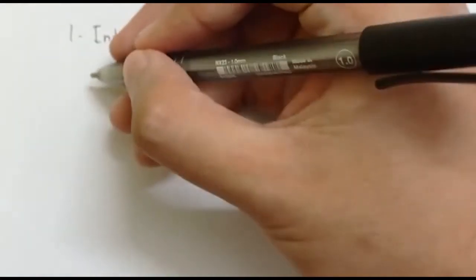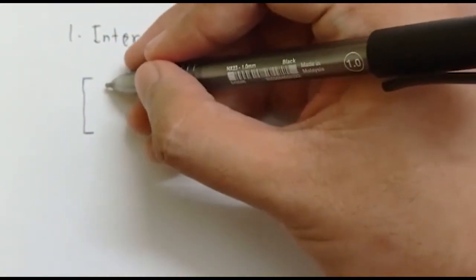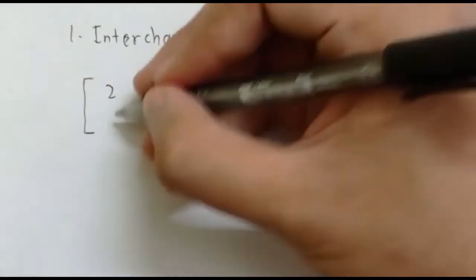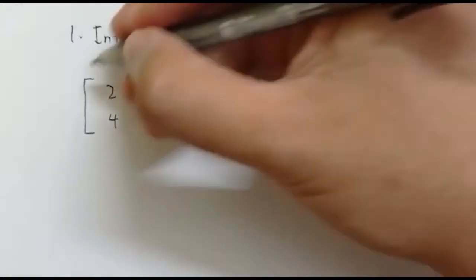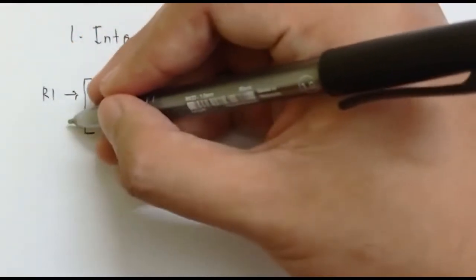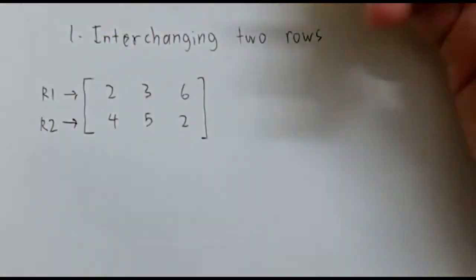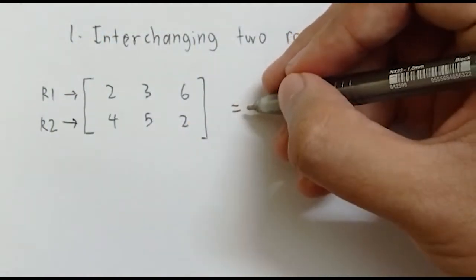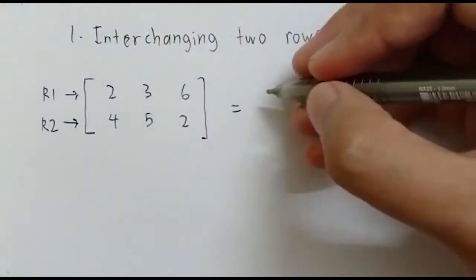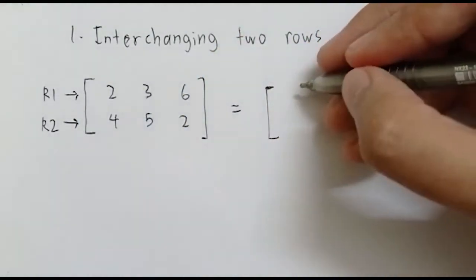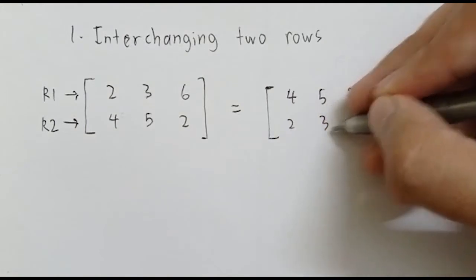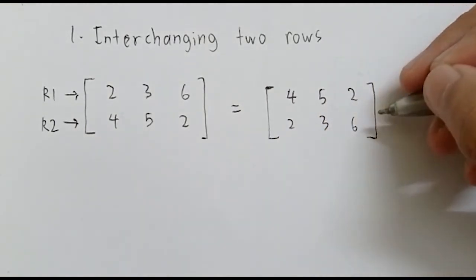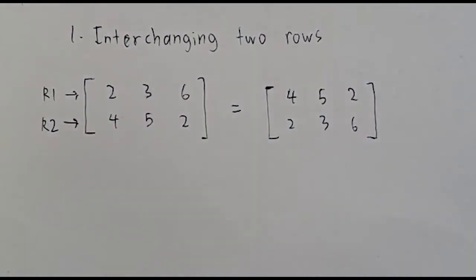First, we will need a matrix with at least two rows. For example, 2, 3, 6 and 4, 5, 2. This will be row 1 and this will be row 2. So how do we interchange? Interchange just means we will switch the places of R1 and R2. It will be 4, 5, 2 and 2, 3, 6 without adjusting any of their symbol. That's what we mean by interchanging two rows.